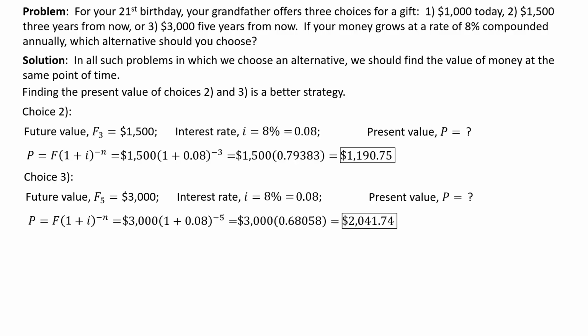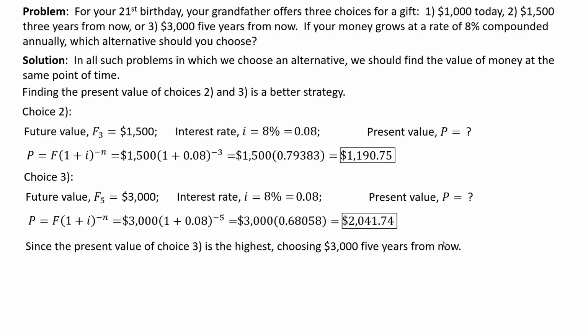If we do the same calculation with choice 3, the present value turns out to be 2,041. So what should you pick? $1,000 today, option 1, or 1,190 today, option 2, or 2,041 today? Obviously, we'll pick this one. See? That's how you make choices in these kinds of problems.